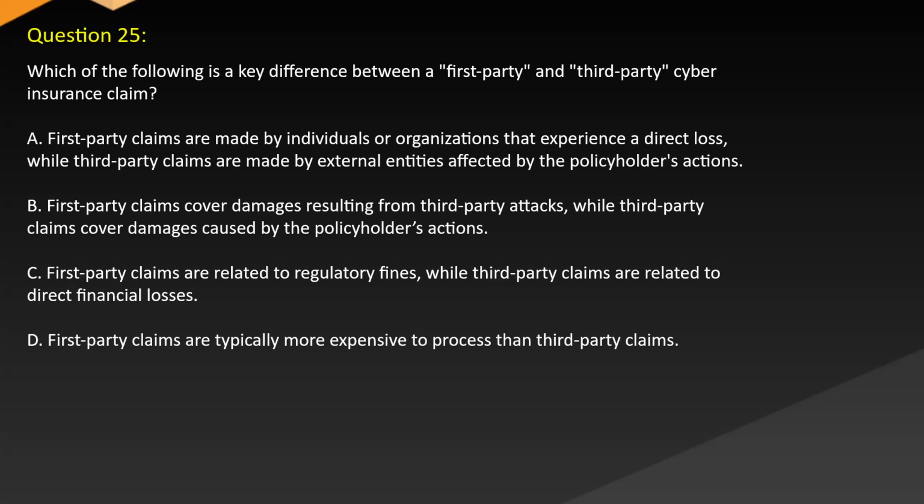Question 25. Which of the following is a key difference between a first-party and third-party cyber insurance claim? A. First-party claims are made by individuals or organizations that experience a direct loss, while third-party claims are made by external entities affected by the policyholder's actions. B. First-party claims cover damages resulting from third-party attacks, while third-party claims cover damages caused by the policyholder's actions. C. First-party claims are related to regulatory fines, while third-party claims are related to direct financial losses. D. First-party claims are typically more expensive to process than third-party claims.